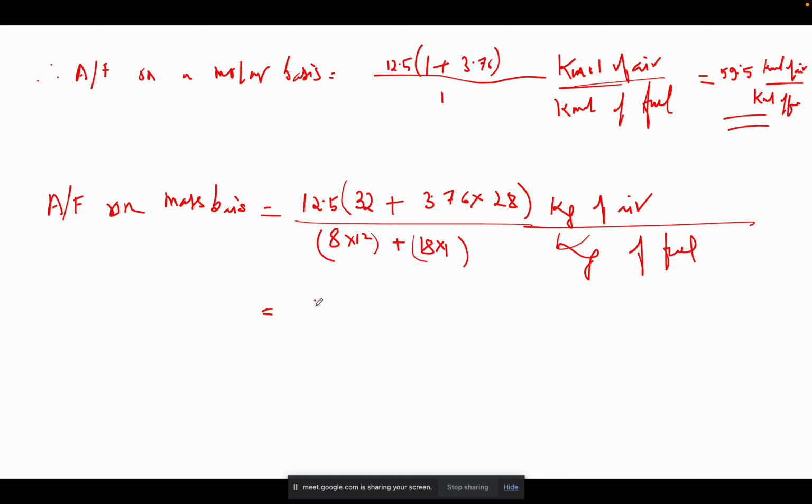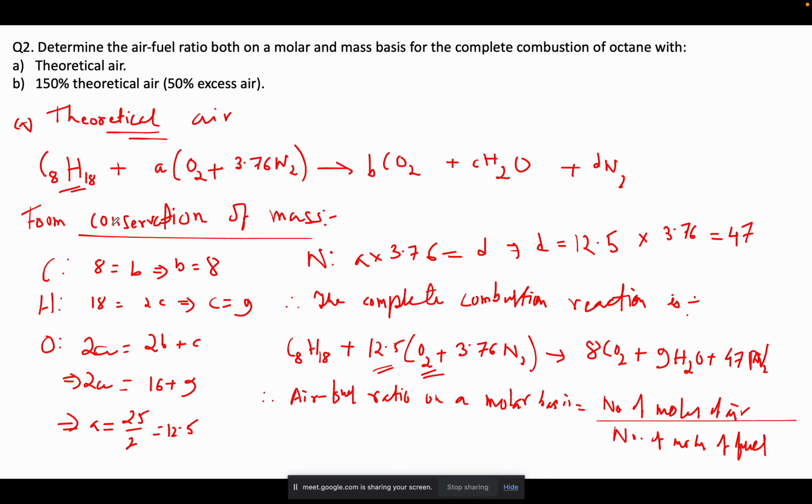So this is 15.05 kg of air by kg of fuel. Okay, so this was when you have used theoretical air. Now in the second case, it is being told to us that you are using 150% theoretical air. That means there is 50% excess air.